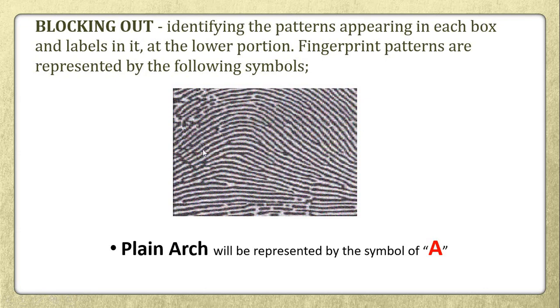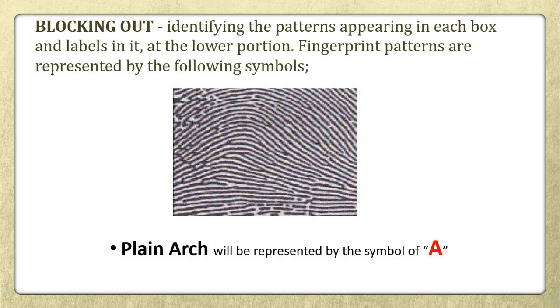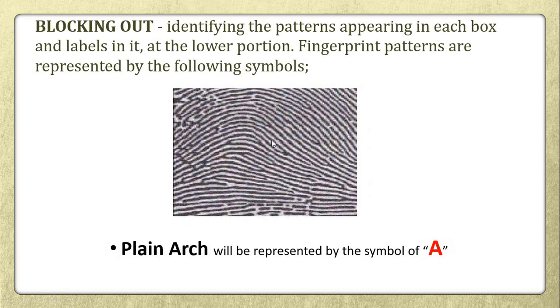So in our previous discussion, you were taught how to distinguish between a tented arc and a plain arc. So a plain arc is a classification which has a ridge which enters from the left and then goes and exits to the right without any circuiting or recurving ridge, just like in the photograph in front of you.